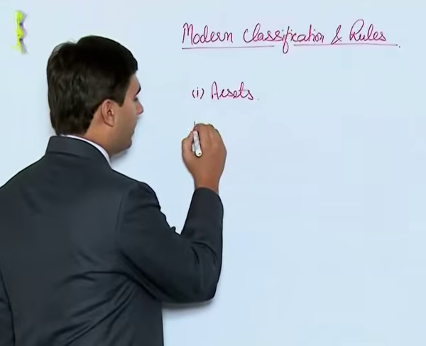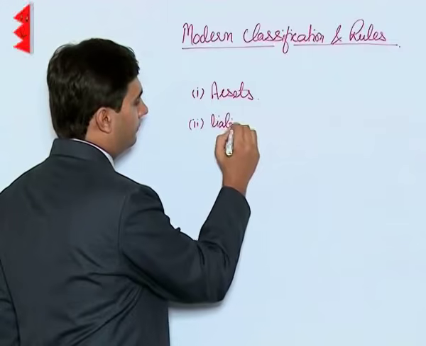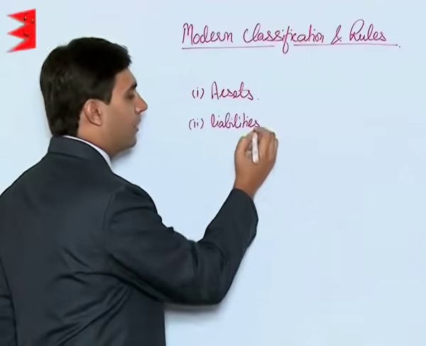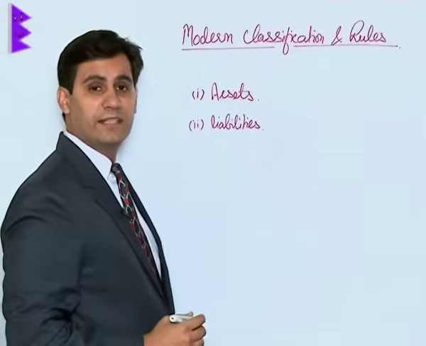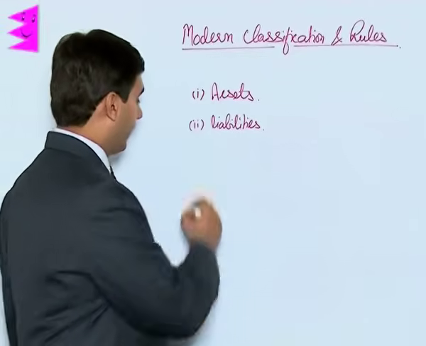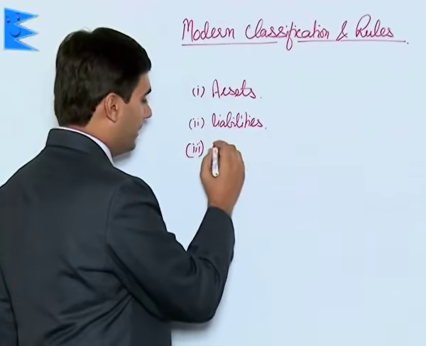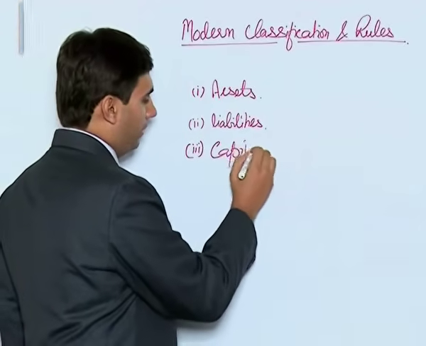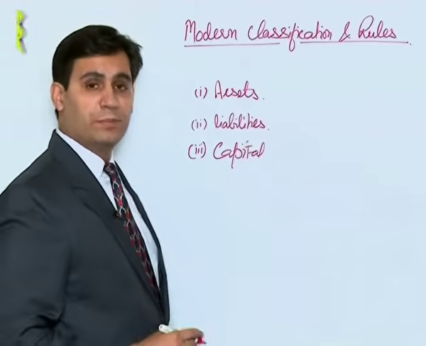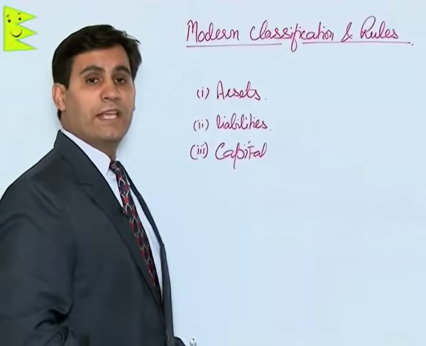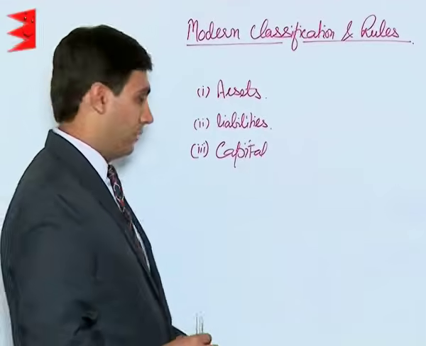The second classification is liabilities. The amounts payable by the business to outsiders are classified as liabilities. The third classification under the modern system is capital. Money invested by the owner in the business. Something which belongs to the owner, or the accounts which relate to the owner, are categorized under this classification.